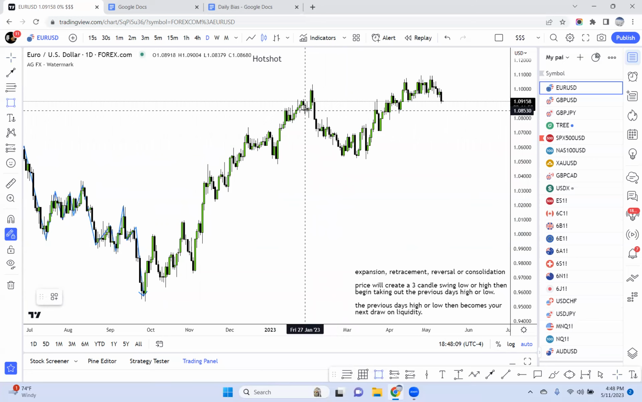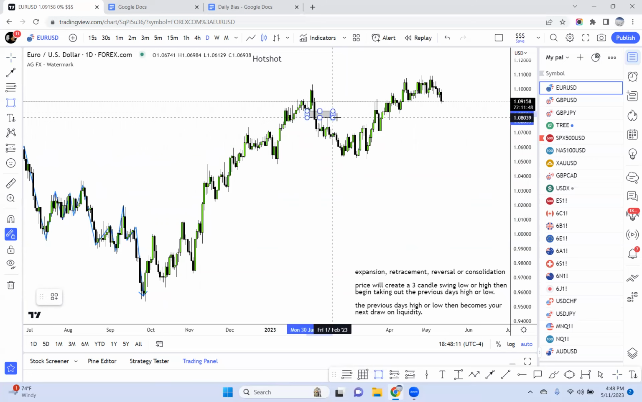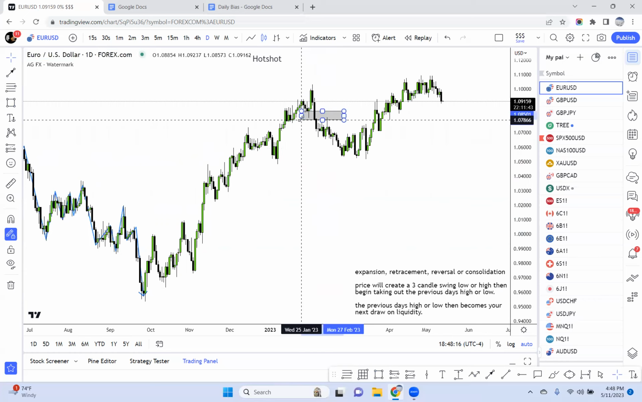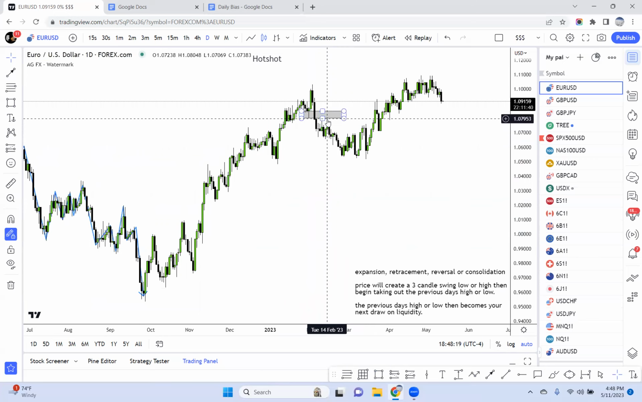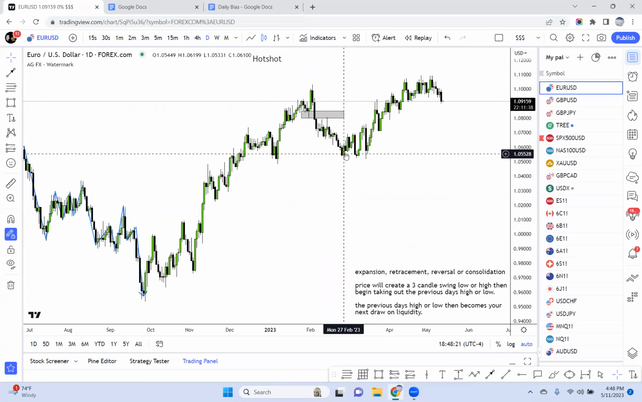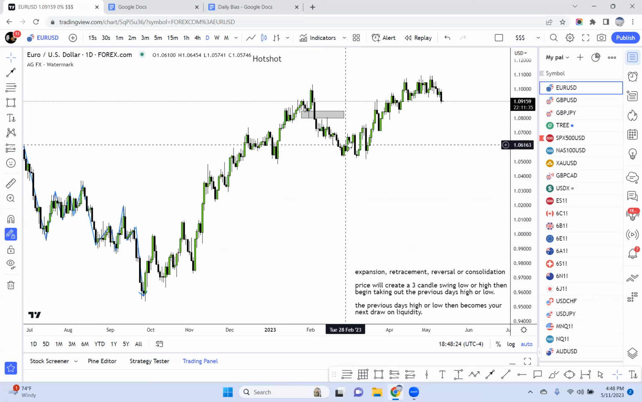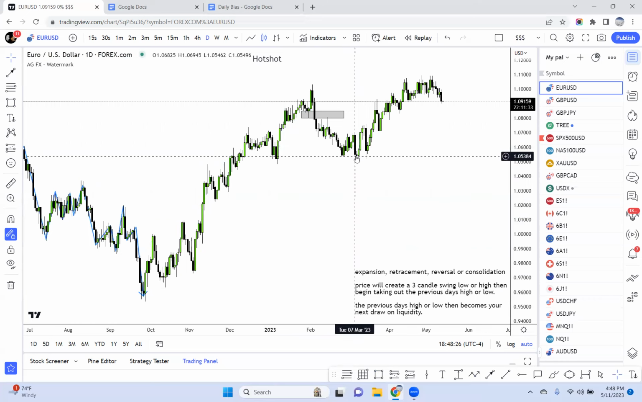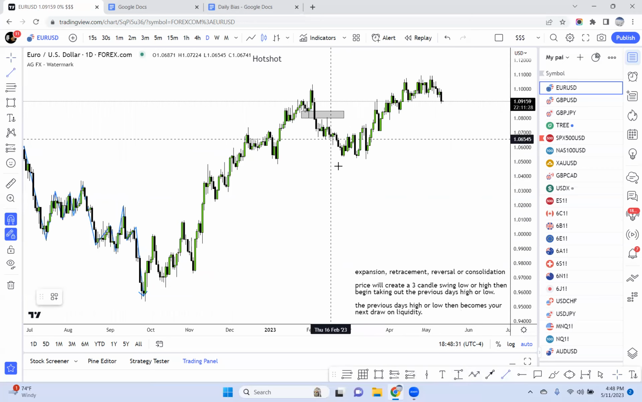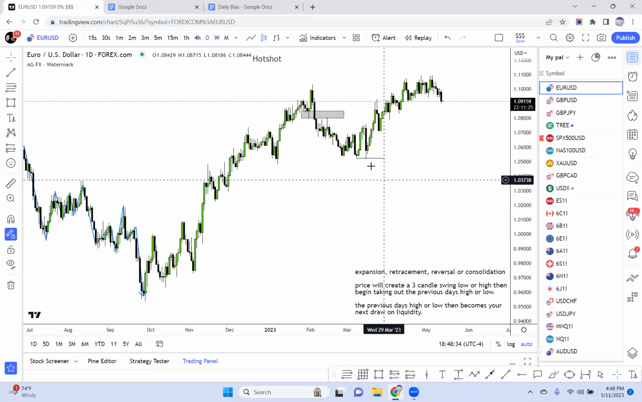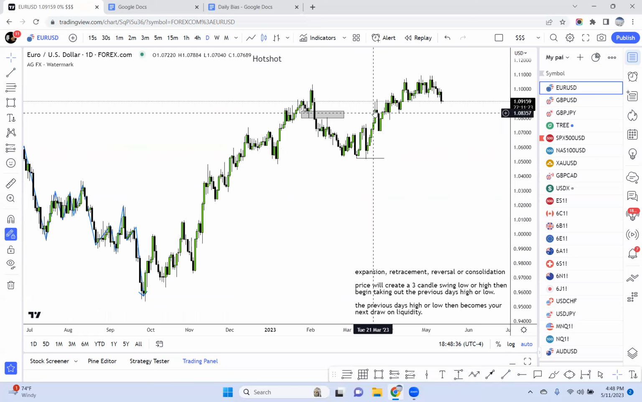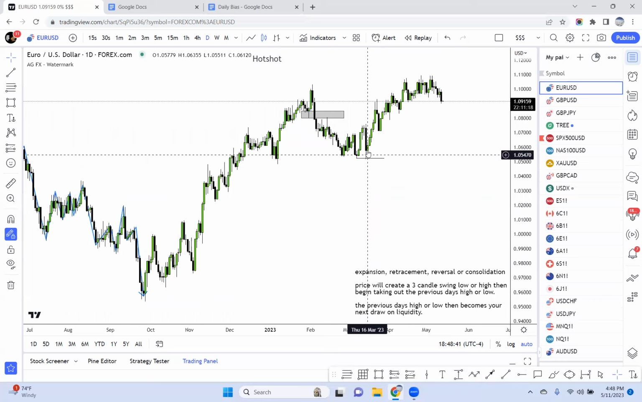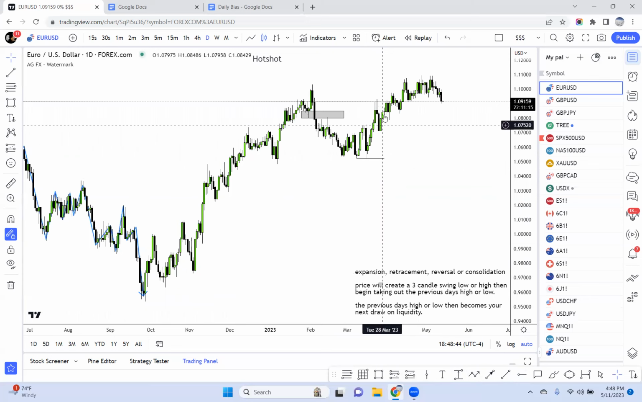You can see right here, if you had that, price tapped into it and it fell away beautifully. And then right here, you can see the same thing. There was the retracement, expansion, reversal, and then it reversed again because it broke through this low right here. Boom, reversal, and then it reversed one more time. So this was considered a consolidation. It didn't know which way it wanted to go. Then it expanded, retracement, expansion.